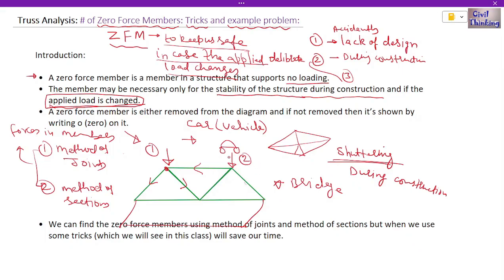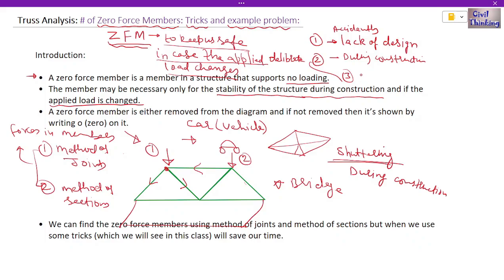When the car was at joint 2, the load was here. Consider the case if we had removed this member. Because there was no support here, this bridge, this truss, would have collapsed. We know the condition, that's why we have these things written here. If the applied load changes, then the zero force member becomes necessary, so we keep it deliberately. When? During construction.